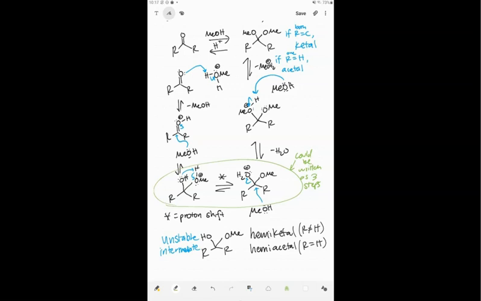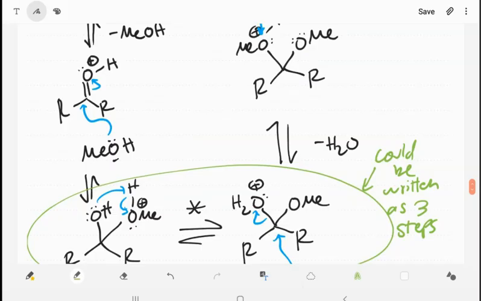All right, notice again, everything here is reversible. You could have water come in and kick out your OMes. So it depends what you want to do. So I'm going to go ahead and horizontalize. Oh, I guess I should mention one thing.